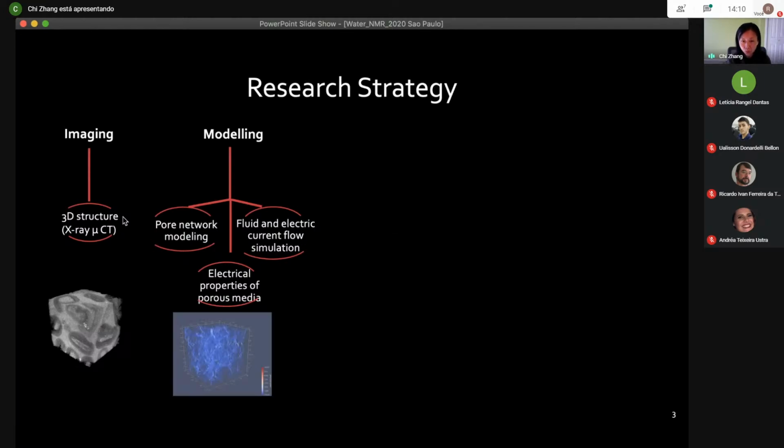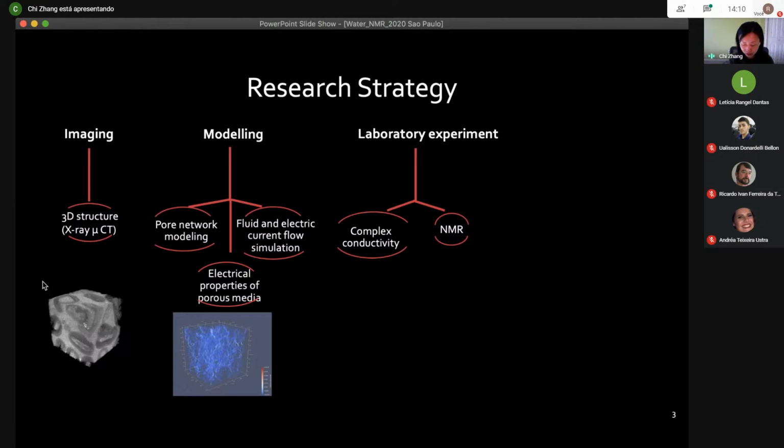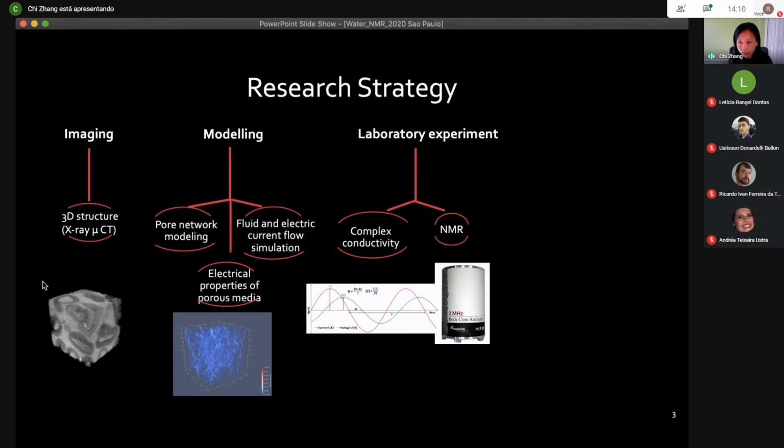And this is just one of the examples, and the left figure shows the microCT image. And then we combine with our lab experiments. And in this lab experiment, the tools I'm mainly using are the complex conductivity and the nuclear magnetic resonance. And then we also scale up to the field.